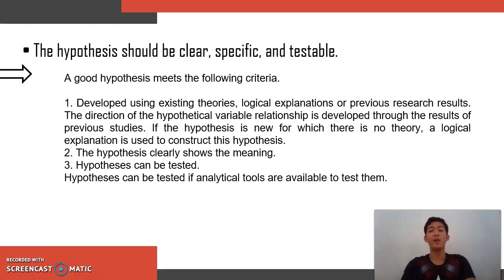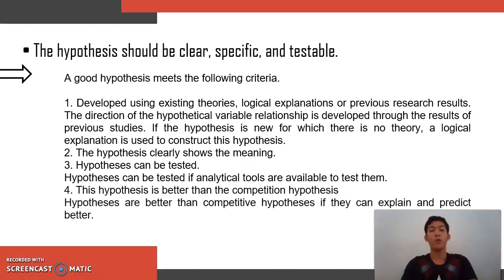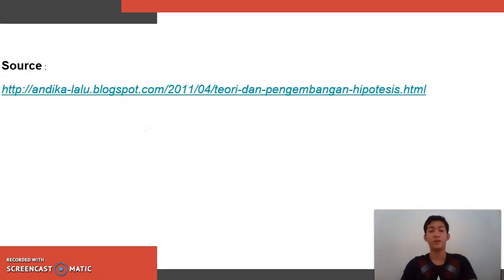It means that the hypothesis must be clear about the logical explanations. The third, the hypothesis must be testable. Testable means it can be tested with analytical tools or tools available to test it. And the fourth, the hypothesis is better than the competing hypothesis. It means that a hypothesis is better than a competing hypothesis if it can explain and predict better.